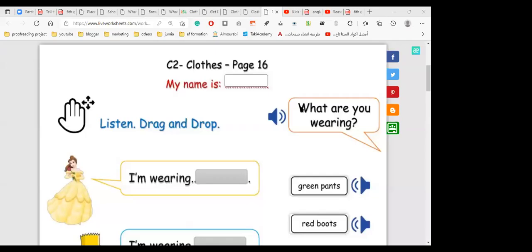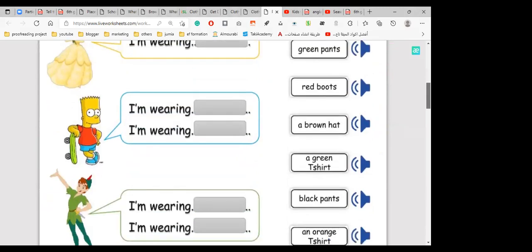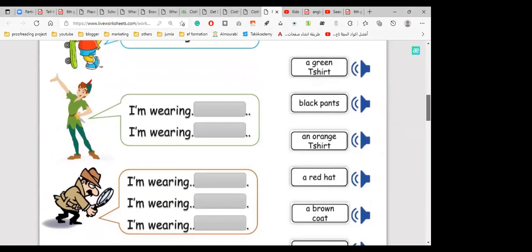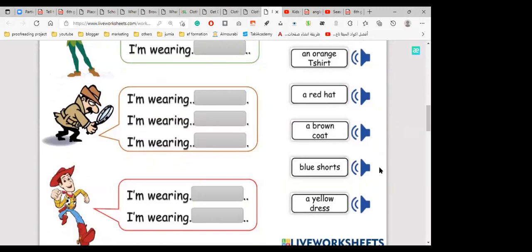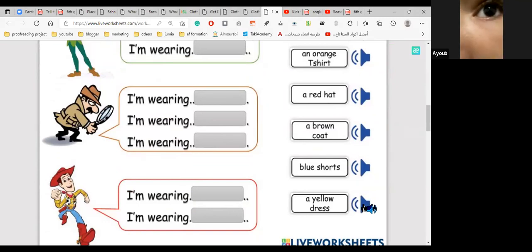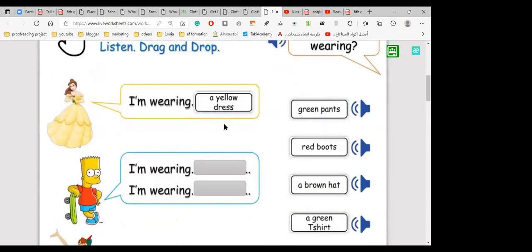So when you have clothes, what do you say? What are you wearing? And the answer is, I'm wearing a yellow dress. We have green pants, red boots, brown hat, green shirt, black pants, orange t-shirt, red hat, brown coat, blue shorts, yellow dress. Very good. I am wearing a yellow dress. Okay, what about number two?